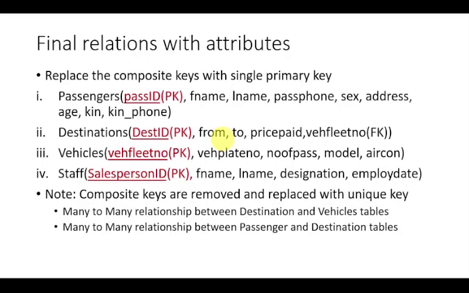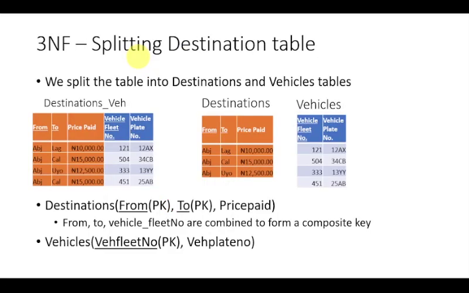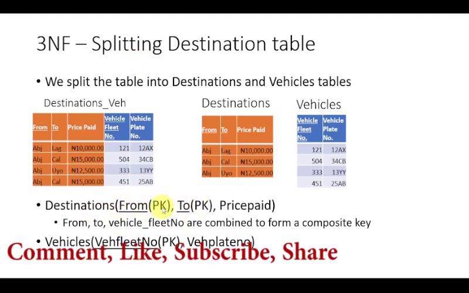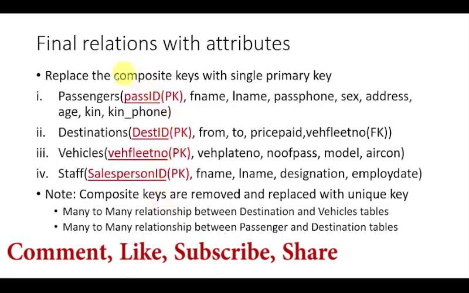Right, so we now want to go to the final relations. Now there is a possibility that we can have a final relation, but it won't have to be exactly like what we just designed. Why? Because remember, we had several composite keys. For destination, we had from and to as the composite key, and other tables like that had composite keys. What we want to do here is give ourselves a unique key. Remember, I said to replace the composite key with a single primary key.